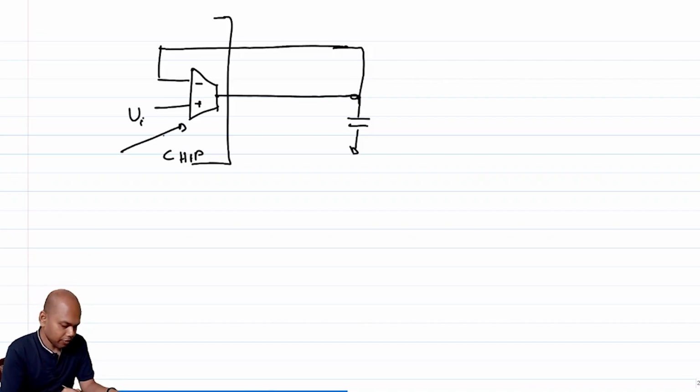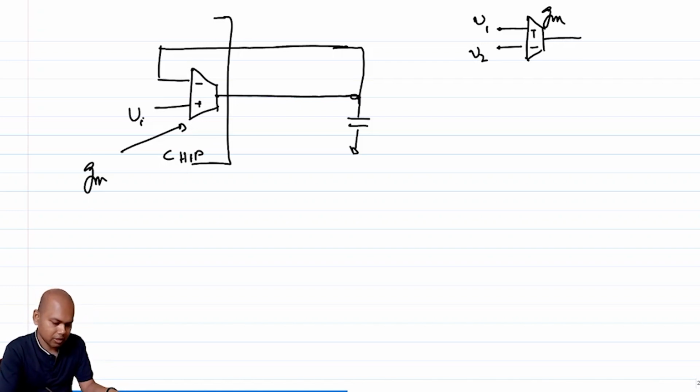By the way, this is a voltage controlled current source, a GM, or rather, I should define it properly. This is a voltage controlled current source, and the definition is: if there is an input V1, V2 between the plus and the minus terminals, then the output current is GM times (V1 minus V2).